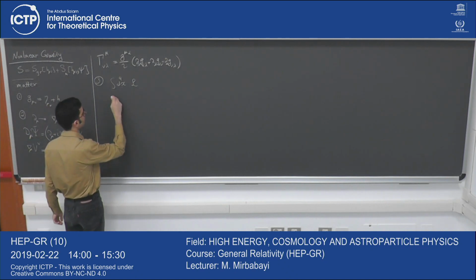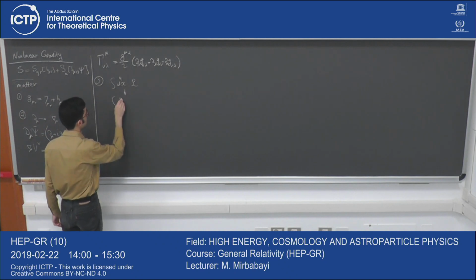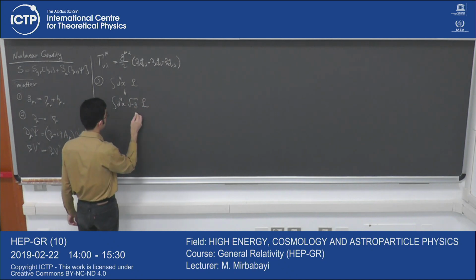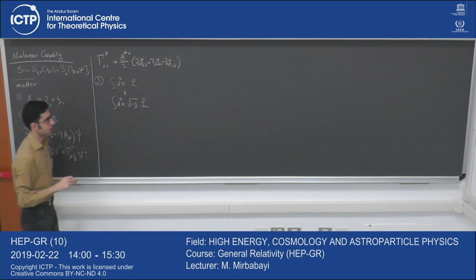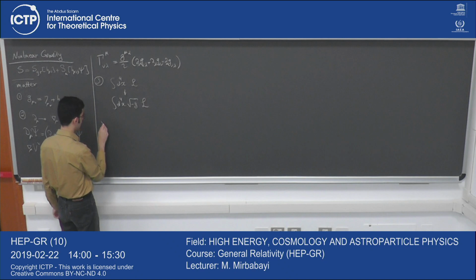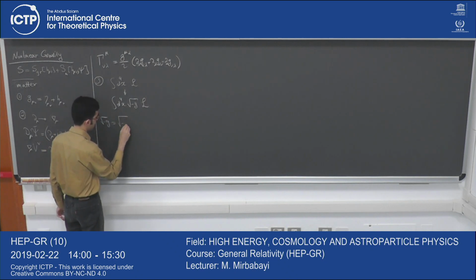So what we should do is to replace this with a new invariant measure, which is d4x times the square root of minus g, where this square root of minus g is really a shorthand for the square root of minus the determinant of g mu nu.